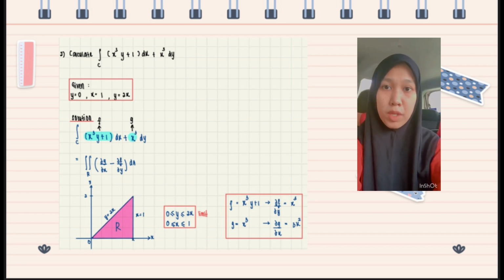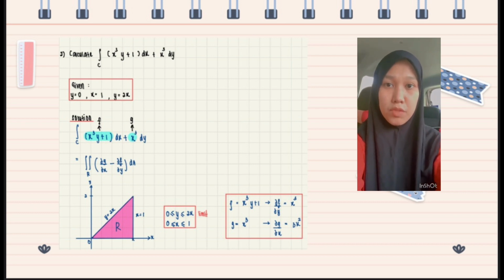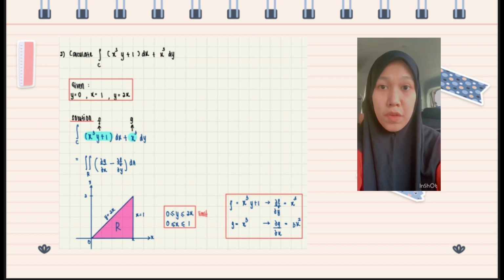After sketching the plane of x and y, we get the coordinates y equal to 2x and 0, x equal to 1 and 0. Next, we differentiate the values of f and g. f equal to x³y + 1. We differentiate with respect to y: ∂f/∂y equals x³. The value of g equals x³. We differentiate with respect to x: ∂g/∂x equals 3x².